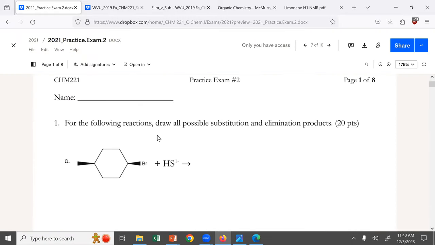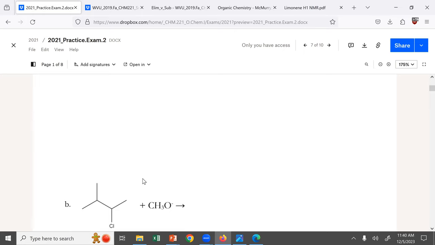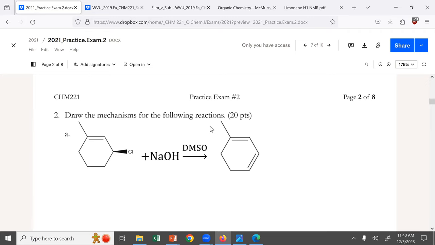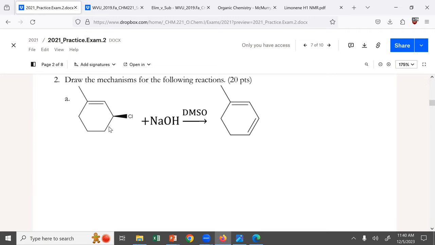So I have it set up so that there's going to be a part where you don't worry about picking a mechanism, just draw everything, brute force one. I'm going to try to pick it so it's not hugely, like it's not going to be 20 possible products, but there might be 10 possible products because of rearrangements, stereochemistry, all that. But I won't have you pick between the mechanisms. And then there will be a few where I don't give you what mechanism it is.